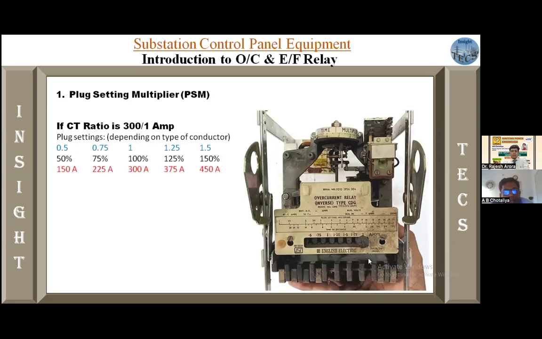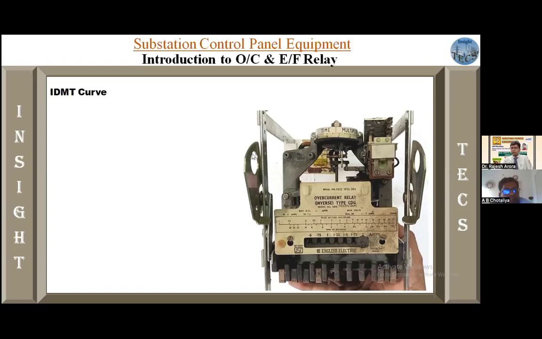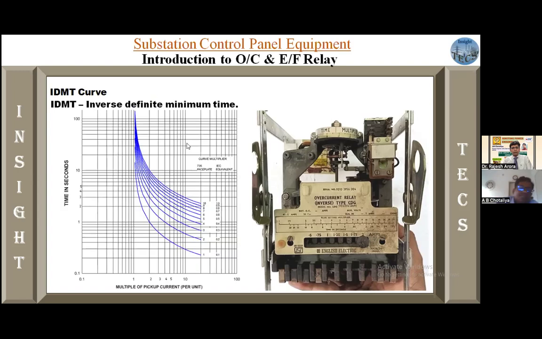Okay, and also there is a time setting which can be reduced or raised as per the requirement of the system. Okay, these relays work on IDMT characteristics, that is the inversely definite minimum time. That means whenever the current is high, the tripping time will be less, and whenever the current is less, the tripping time will be high. That is the inversely definite minimum time characteristics.